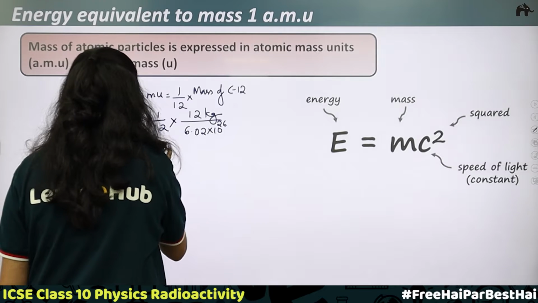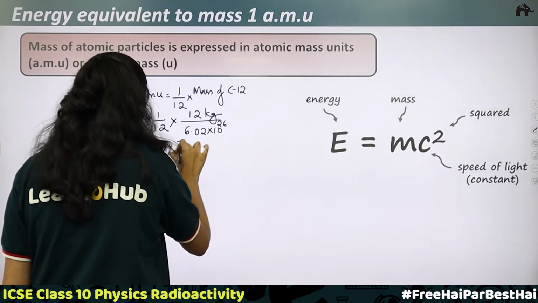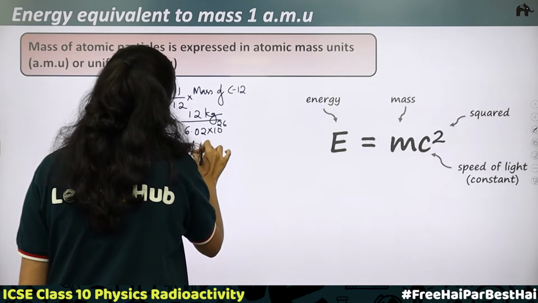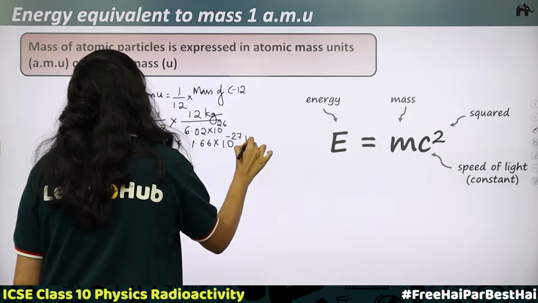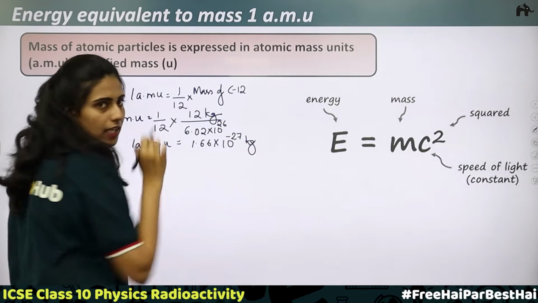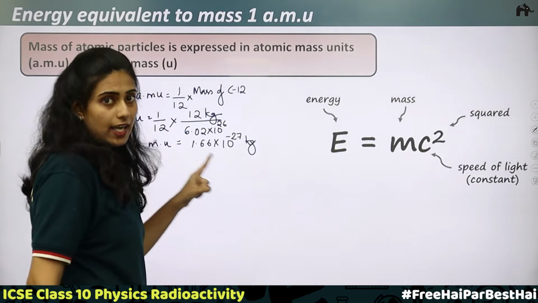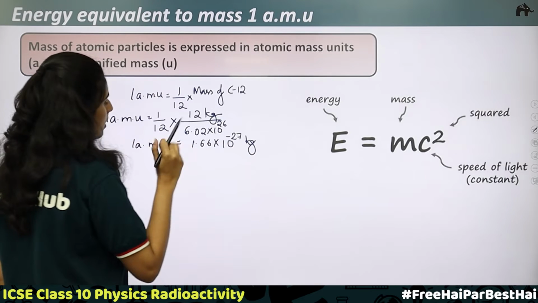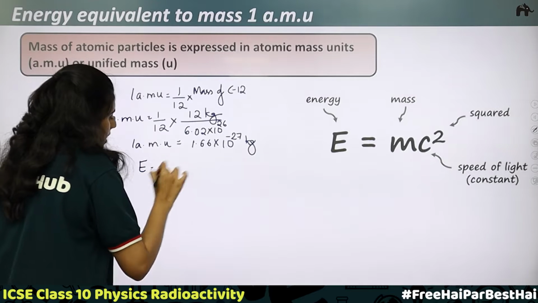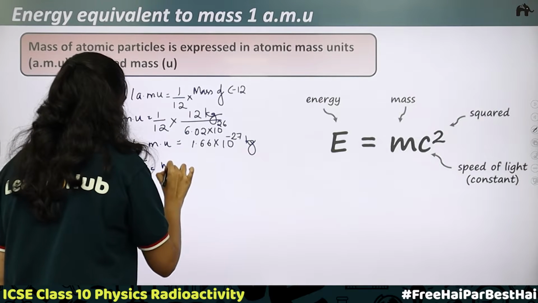So then 1 a.m.u on calculating, you will be getting 1.66 into 10 raised to minus 27 kilogram. When you calculate this, you will be getting this answer. This is what 1 a.m.u is, the 1 a.m.u and kilogram relation. Now we can find the energy. Energy is equal to mc square.